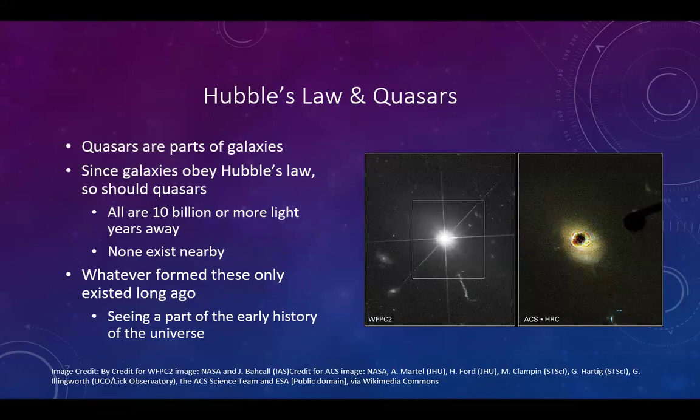And quasars are parts of galaxies. Since galaxies obey Hubble's law, so should quasars. And most of them are 10 billion or more light years away. None of them are nearby. It seems like this is a phenomenon from the early universe. Most likely what happened is that being a quasar was something that could happen with a galaxy when it was young. And at this point, all of the quasars that existed near us have basically exhausted the fuel for being a quasar. These only existed long ago, and we're seeing some part of the early history of the universe.